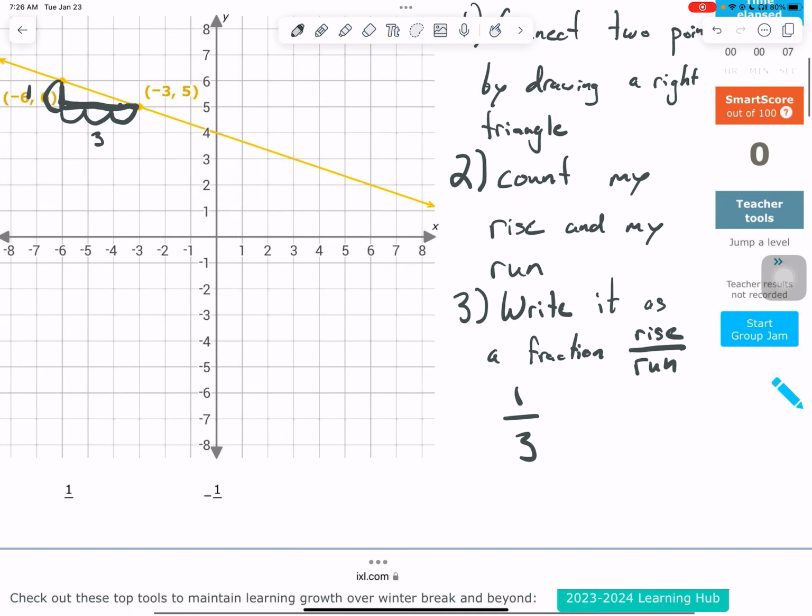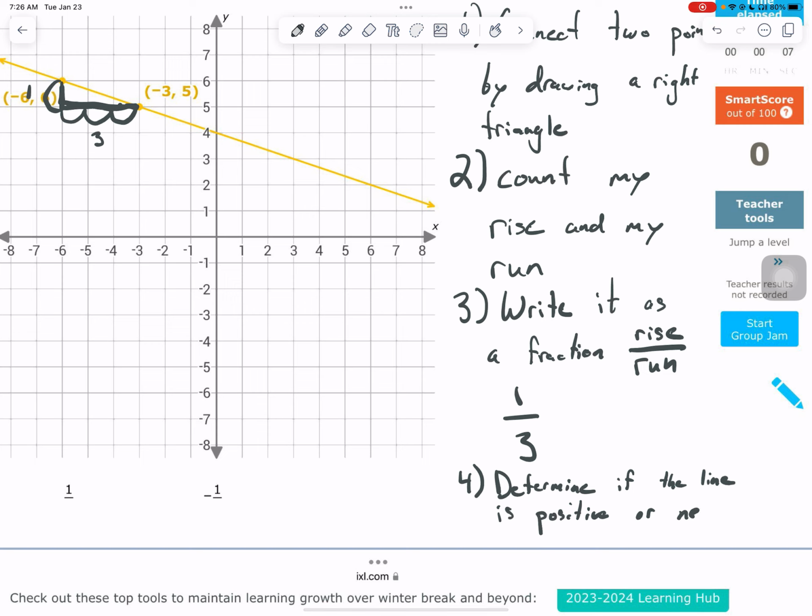My last step is to look. Is this line going up from left to right or down from left to right? So I'm going to determine if the line is positive or negative. In this case, if I started on the left side of this line and followed along, it is going down from left to right, so therefore my slope is going to be negative. So it'll be negative 1/3.